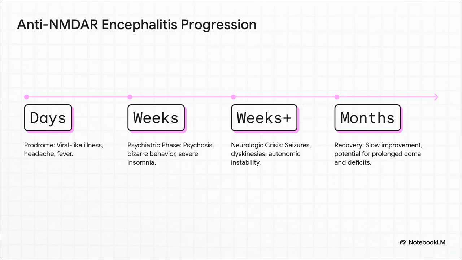This phase is defined by seizures that are tough to treat, those classic orofacial dyskinesias, the lip smacking, chewing movements, and life-threatening autonomic instability. Think wild swings in heart rate and blood pressure, hyperthermia, tons of salivation. And then there's central hypoventilation, which can be so profound that these patients need to be on a ventilator, sometimes for weeks or even months. This predictable, step-by-step decline is a huge clue to the diagnosis, and it should make you want to act, even before you get the antibody results back.